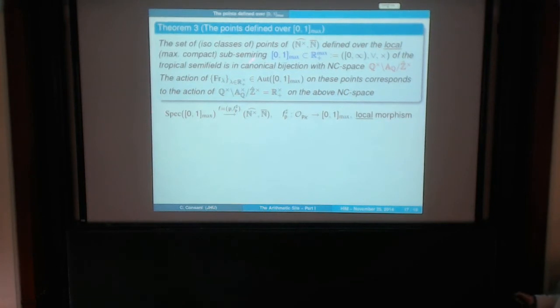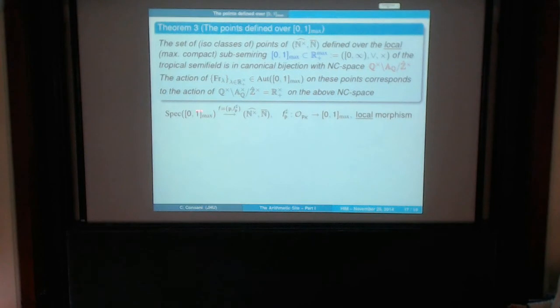So notice that this 0, 1 max is a local sub-semi-ring. So it's like studying, as we do in algebraic geometry, if you want to study the points defined over various field extensions, morphisms of this type, where here it's the spectrum of 0, 1 max, and here is the ring or semi-ring topos.